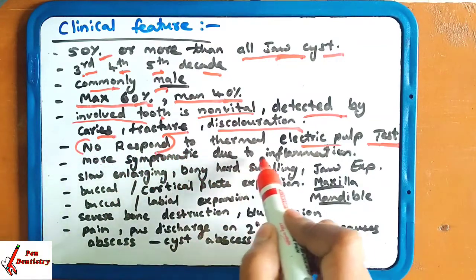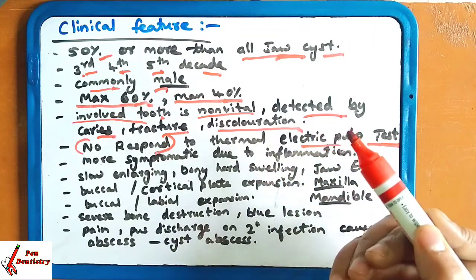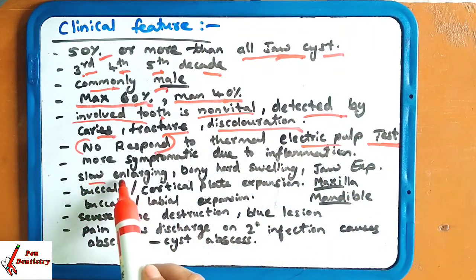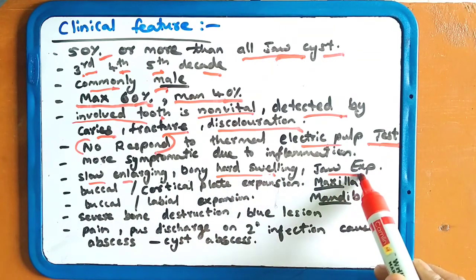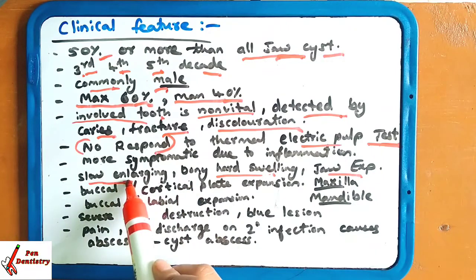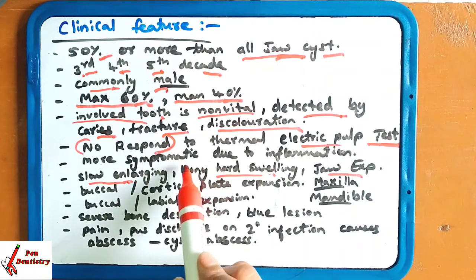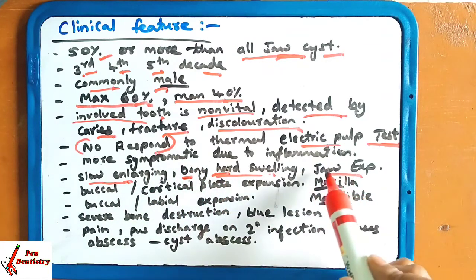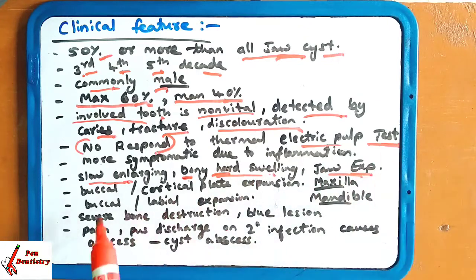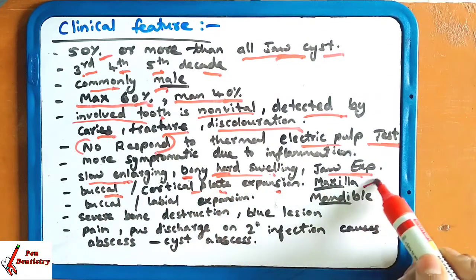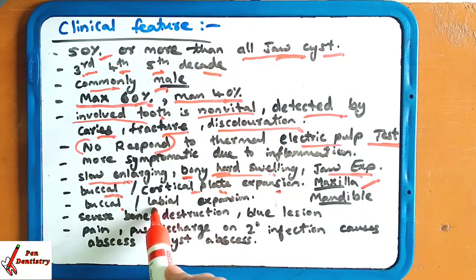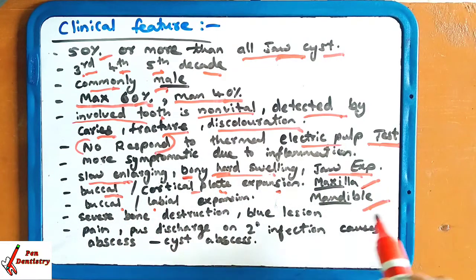It is more symptomatic due to inflammation. It is a slow enlarging, bony hard swelling, and jaw expansion is seen. Buccal cortical plate expansion is seen in the maxilla, and buccal and labial expansion is seen in the mandible. Bone destruction is also seen.